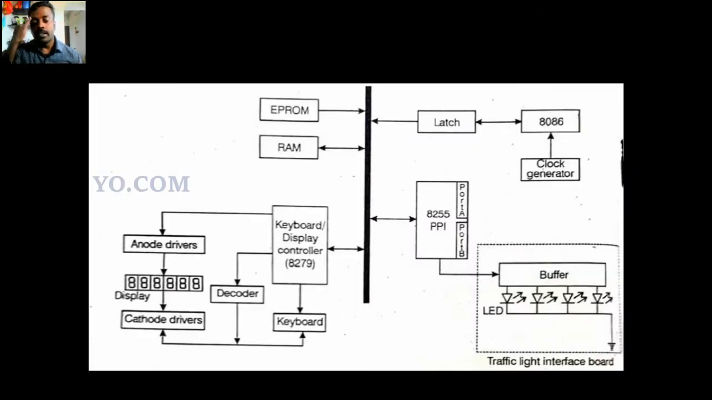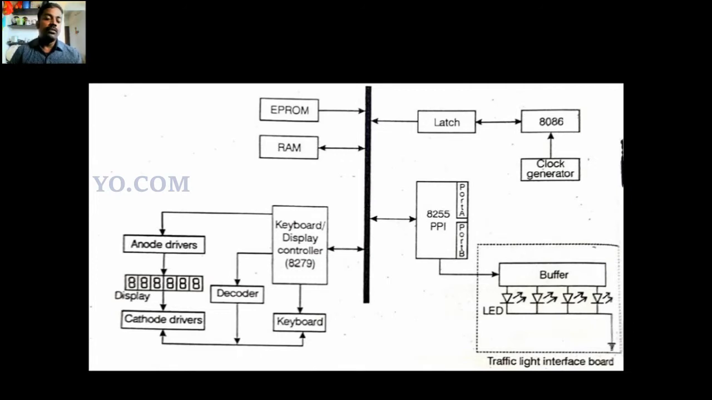This is a block diagram of the traffic light interface. The dark vertical line indicates the system bus. The system bus is connected with different components, and we will see them one by one. First, we are using the keyboard and display controller 8279. The keyboard and display controller controls the keyboard and LED display. The keyboard is used to feed the input to the device, and the LED display is used to display the delay value. In our roads, at the top we have an LED display that shows the seconds. In the same way, here the LED display shows the time delay.